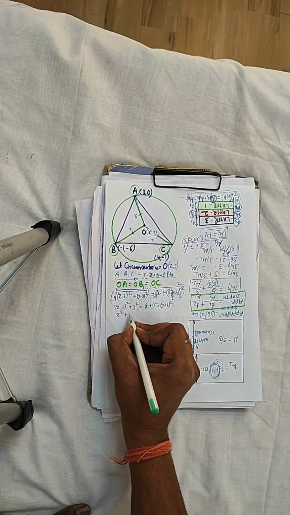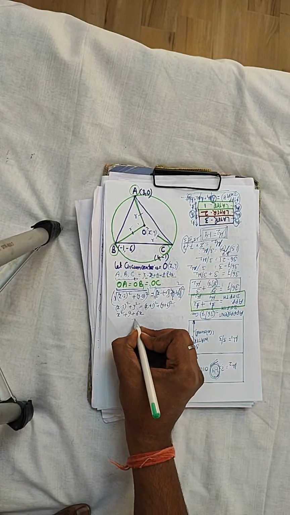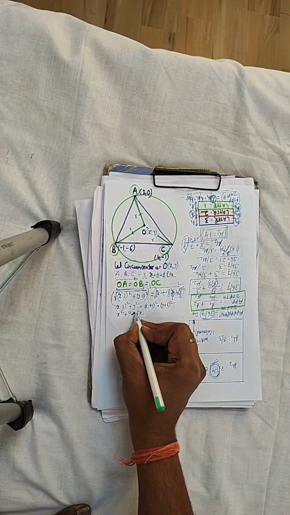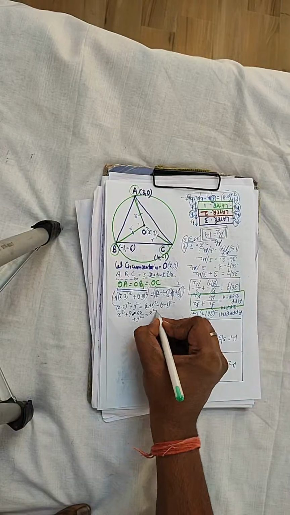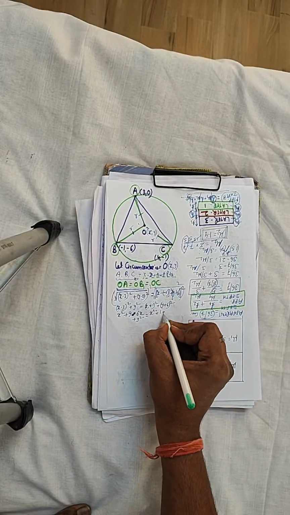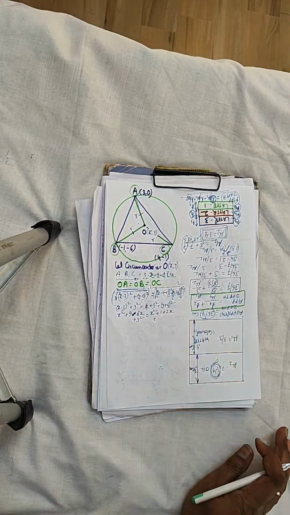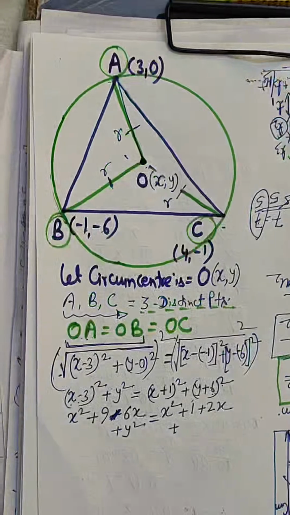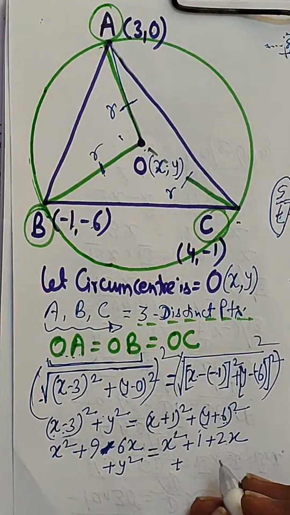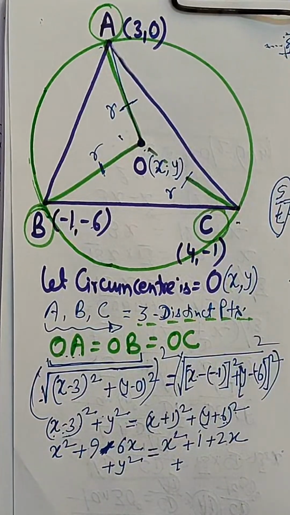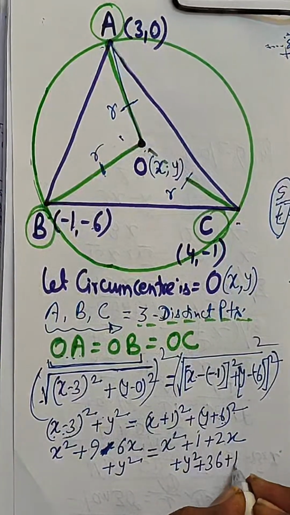This will be x square plus 9 minus 6x plus y square is equal to, into the RHS we have x square plus 1 plus 2x plus, expand y plus 6 whole square also, right? So this will give you, I think you will be able to see in the background how I'm making these. Okay, so this will be giving you y plus 6 whole square. This will be giving you y square plus 36 plus 12y.